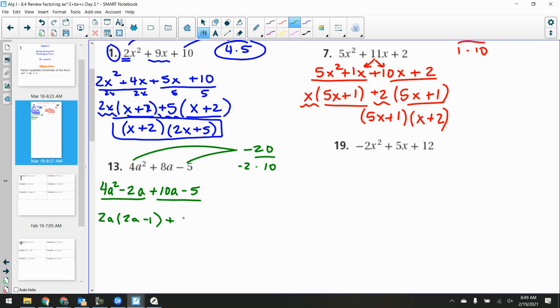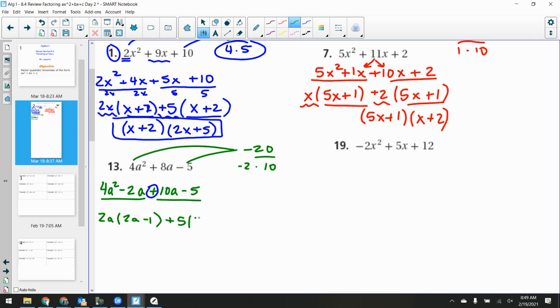Now, how do I know whether I factor out a positive or negative? It's because of this sign right in there. If it doesn't lead with a negative, don't pull out the negative. The only time you would ever pull out a negative is when it leads with a negative. So that's a positive 5 there.